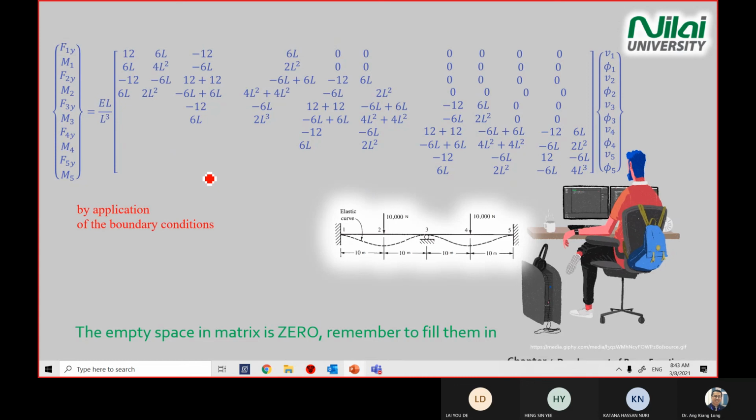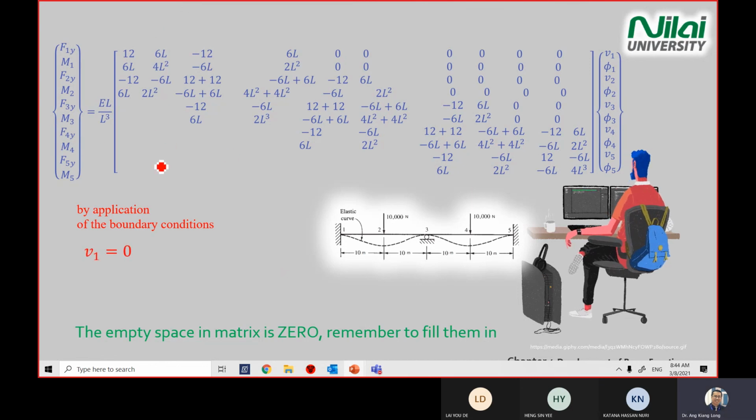Then after you get F equal to KD, you apply the boundary condition. You look at the system. Whenever it cannot move, you put 0. Then you can close the particular row and column. Then you look at the remaining numbers, you pull them out, you put them on one side, and then you solve for that particular matrix. So at this point, we apply the boundary condition.